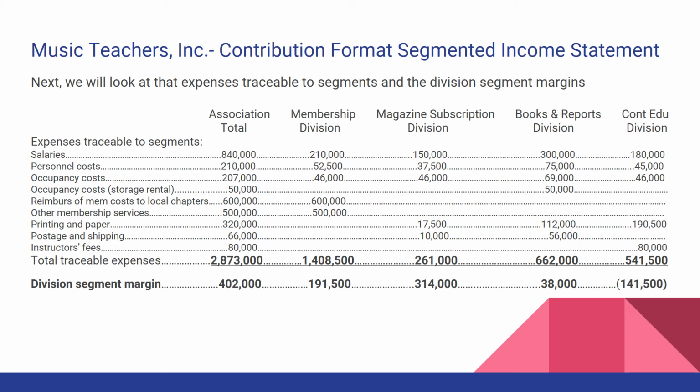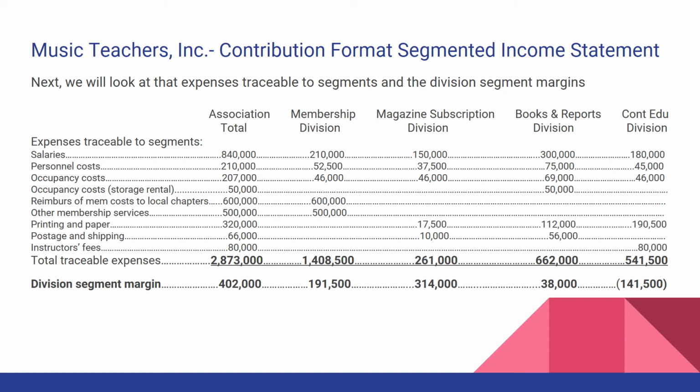under magazine subscription division. For books and reports, we know that there were 28,000 reports and texts that were sold for the year, and it tells us that the average cost per publication was $4 for printing and paper. So if we multiply the 28,000 and the $4, that's how we come up with the $112,000 for books and reports under printing and paper.